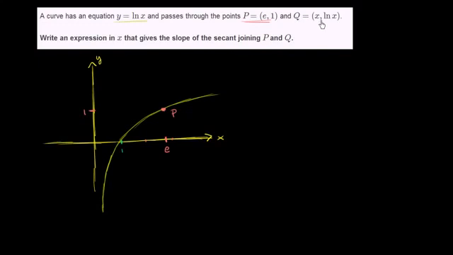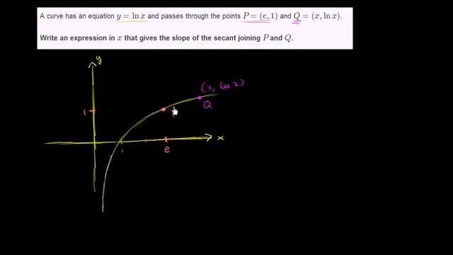And we want to find the secant line between P and an arbitrary Q. For any given x, the y value is going to be natural log of x. So let's say that is our Q right over there, and that's the point (x, ln x). And we want to find the slope of the secant line joining these two points.